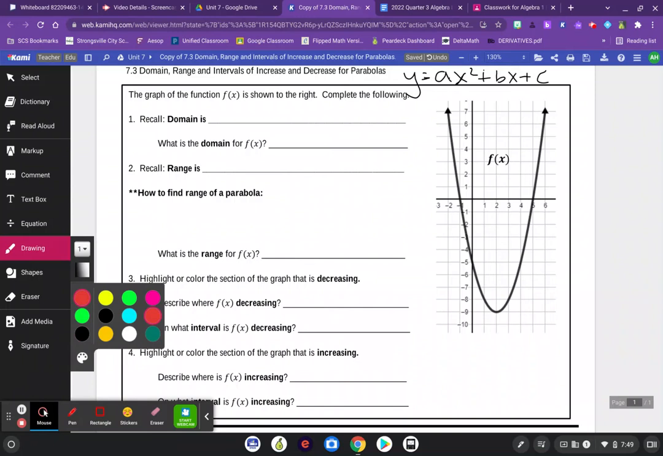So recall that domain is the set of all x values. Anytime we're talking about the domain, we're talking about input or x values, anything that is running along this x-axis here on our graph. And so the domain for this f of x function, this parabola, is the set of all real numbers.